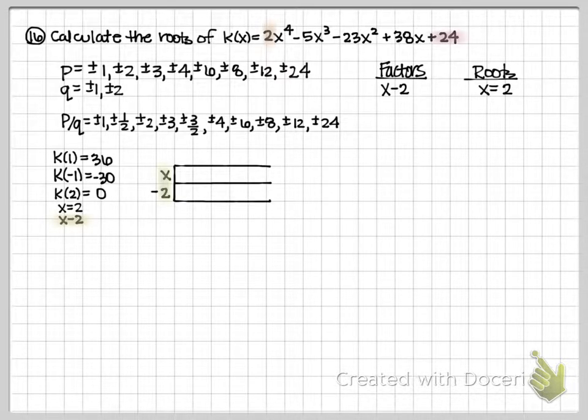After checking positive 1 and negative 1, neither one of those worked. I just went through to the next integer, so I didn't check the fraction. It could have worked with the half, I don't really know at this point, but the 2 worked. So x equals 2 is going to give me a root, which I've already written off to the side in my column, which means x minus 2 is a factor. So now I'm going to go ahead and divide by x minus 2.